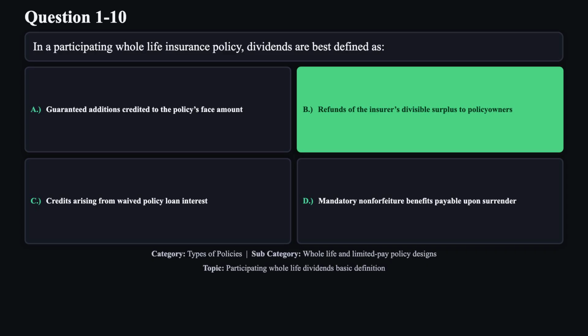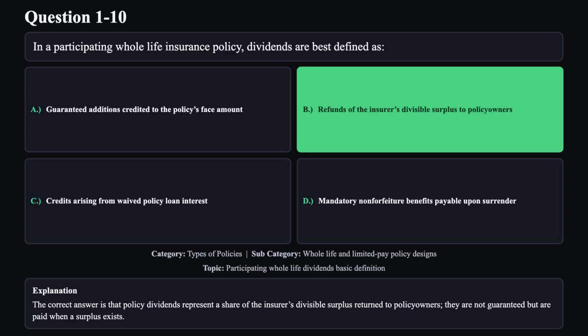The correct answer is B. The correct answer is that policy dividends represent a share of the insurer's divisible surplus returned to policy owners. They are not guaranteed but are paid when a surplus exists.